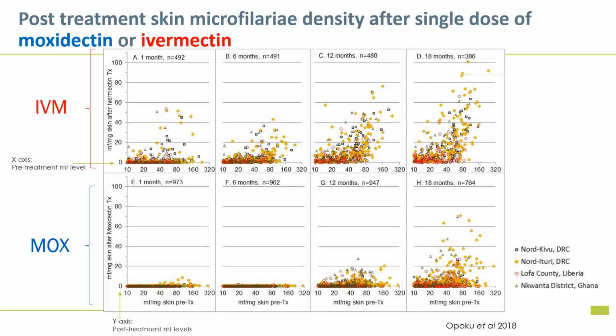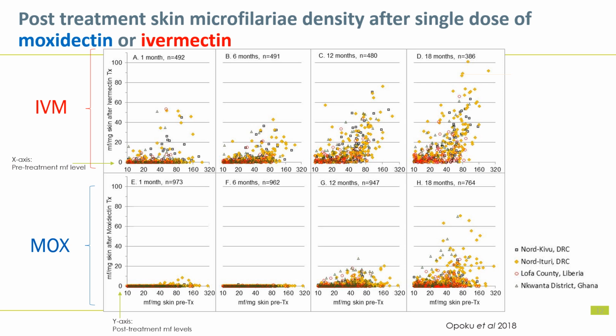This slide shows the series of scatter plots that depict the impact of treatment on microfilarial density at each of the 4 time points after treatment. The x-axis of each plot represents the density of microfilariae in the skin of each individual before treatment. The y-axis represents the density of microfilariae after treatment at each of the 4 time points, month 1, month 6, month 12, and month 18.